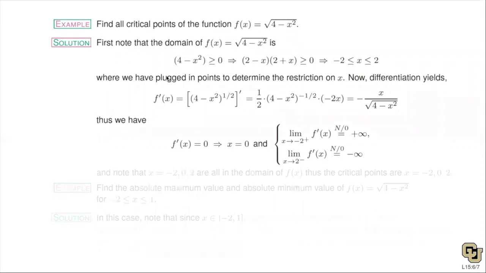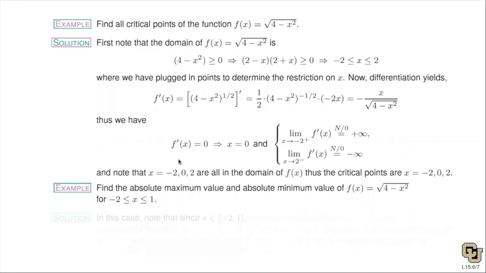Similarly, I do the same thing for 2. Take the limit as x approaches 2. Here, I can only take the limit as x approaches 2 from the left. If you plug in the number, you get a number over 0. And if you check, the denominator is always positive, there's this minus sign, and since x is approaching 2 from the left, x is very close to 2, x is positive, so this whole thing is negative. So we get negative infinity. That is to say, because these points are in the domain, the critical points are -2, 0, and 2.